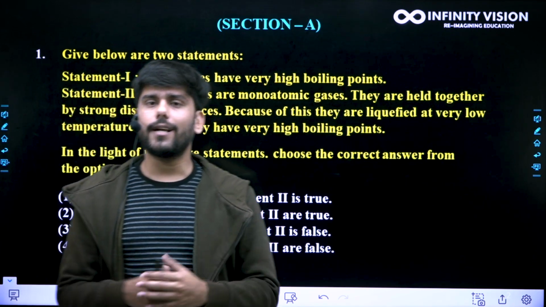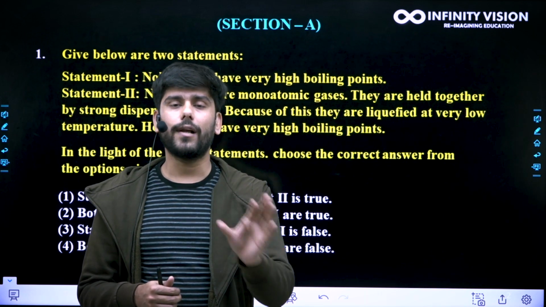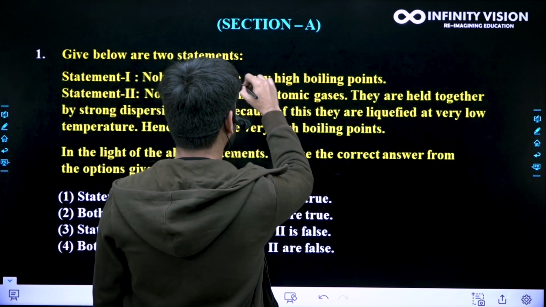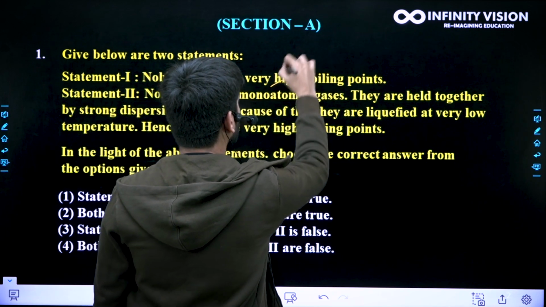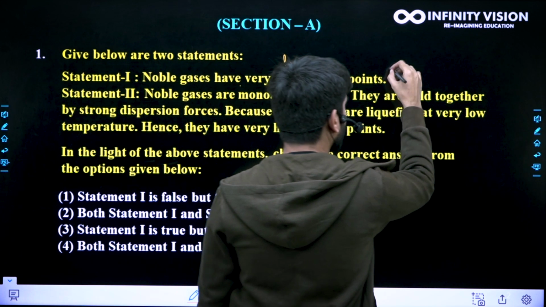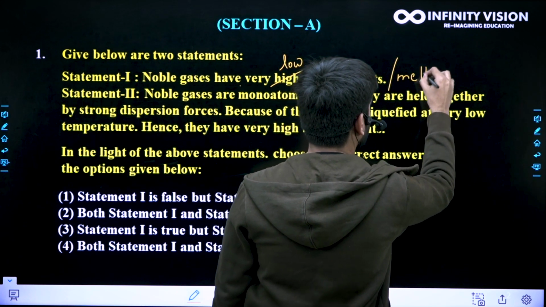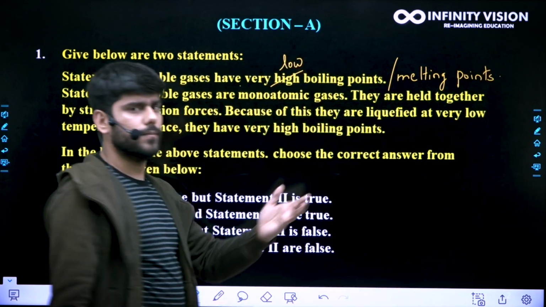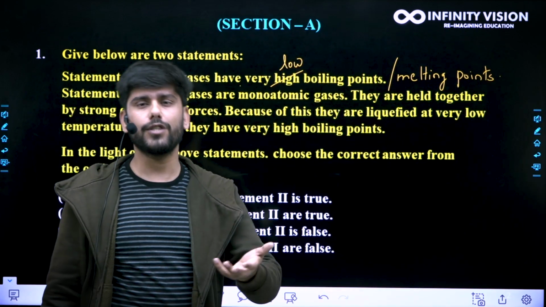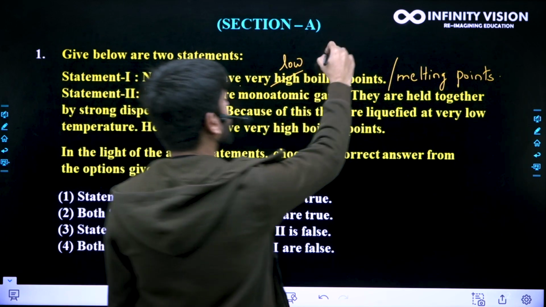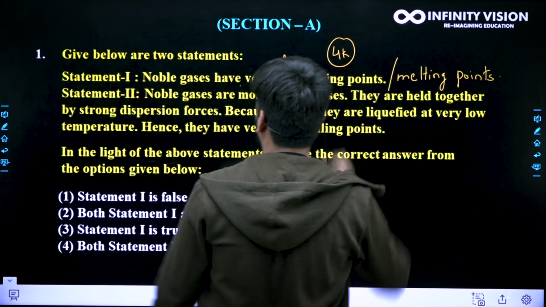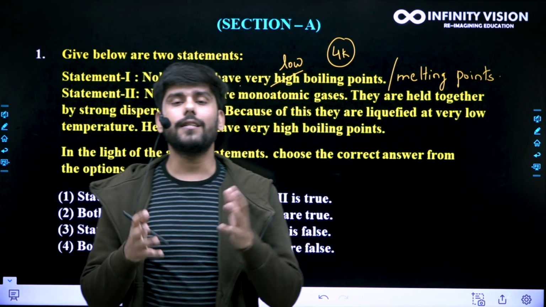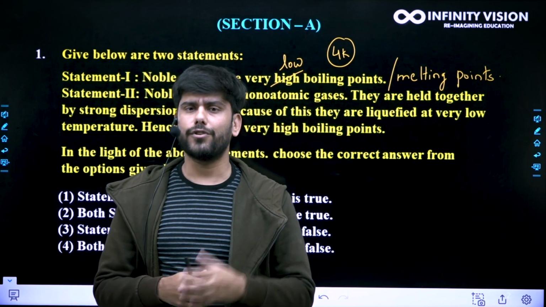Now, we all know that noble gases have very low boiling points and melting points. So, statement number 1 is wrong. I mean, it is incorrect. They have very low boiling points, in fact, melting points too. If we see helium, it has a boiling point of just around 4 Kelvin. So it's quite low. And what is the reason behind the low boiling and melting points? The reason is weak dispersion forces or London forces.